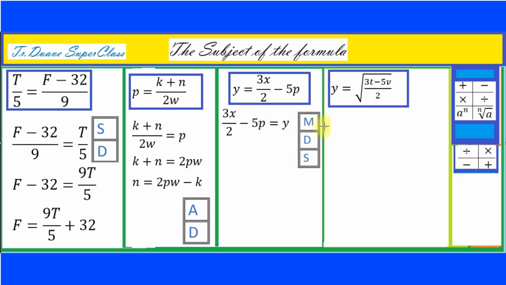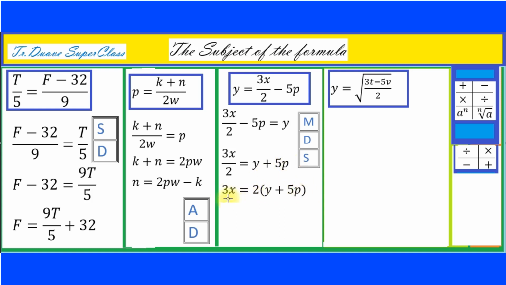Now, reading it from bottom to top, we work out subtraction first. Which number is subtracting here? Minus 5p. So minus 5p going to the other side is going to turn into addition. So 3x over 2 equals y plus 5p, right? Then we have 2 dividing. It is dividing, going to the other side, it is going to multiply. But take a look, it must multiply the whole expression. So it means we'll have to use brackets, okay? So 3x equals 2 inside the brackets y plus 5p.